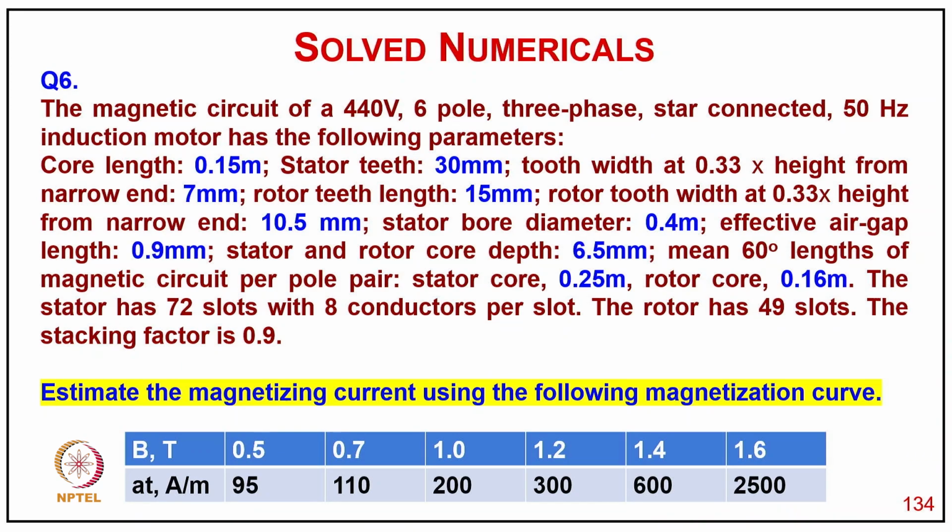Coming to the sixth numerical problem: the magnetic circuit of a 6-pole 3-phase star connected 50 Hz induction motor has the following parameters: pole length 0.15 meter, stator teeth 30 mm, rotor teeth height 15 mm, rotor teeth one-third of height from narrow end 10.5 mm, stator bore 0.4 meter, effective air gap length 0.9 millimeter, stator and rotor core depth 6.5 mm, mean length of magnetic circuit per pole pair: stator core 0.25, rotor core 0.16. The stator has 72 slots with 8 conductors per slot, the rotor has 49 slots, and the stacking factor is 0.9. The magnetization characteristic is given for the material from which the stator core, rotor teeth and stator teeth are made.